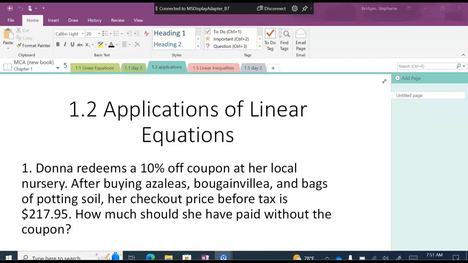All right, so it says Donna redeems a 10% off coupon at her local nursery. First of all, does everybody know what a nursery is? Not a daycare, but a flower place. Okay.